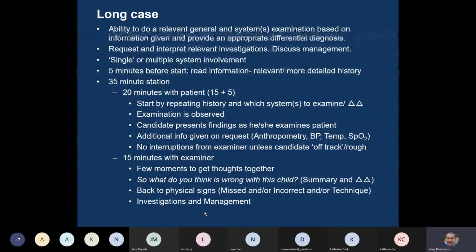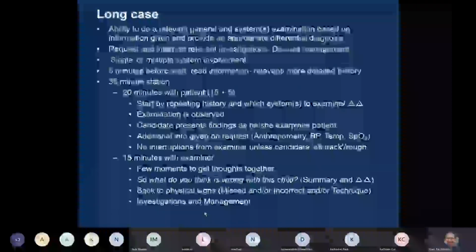Then with roughly 5 minutes of that, 20 minutes to go, and that'll coincide with one of the bells that's going for all the other stations, the examiner will say to you, okay, you've got a few minutes left, start bringing your thoughts together, and whatever else you have left to do, you can then do. And then they'll ask you to take a few seconds, put your thoughts together, and give them your assessment, differential diagnosis. And then your examiner will go through.